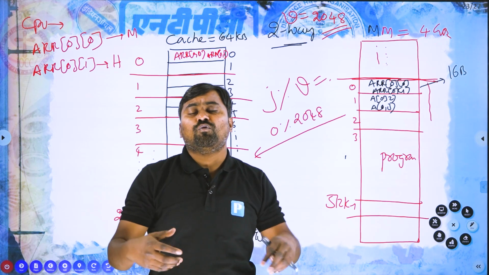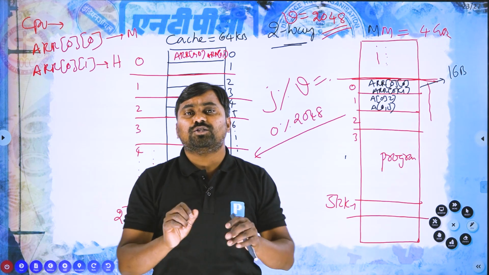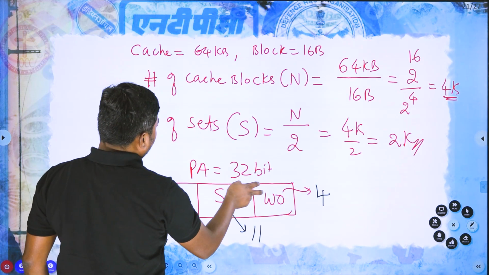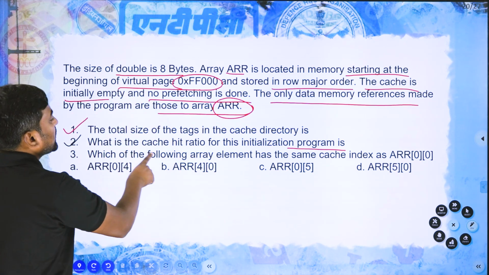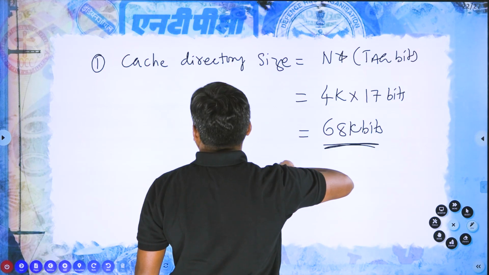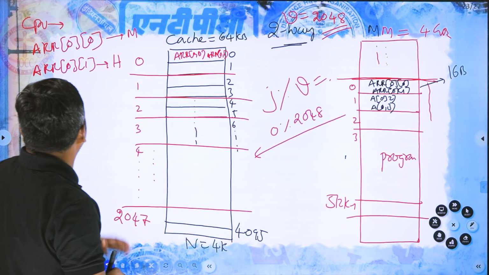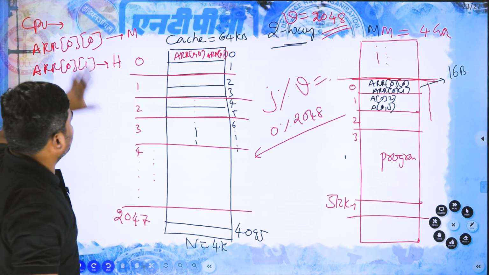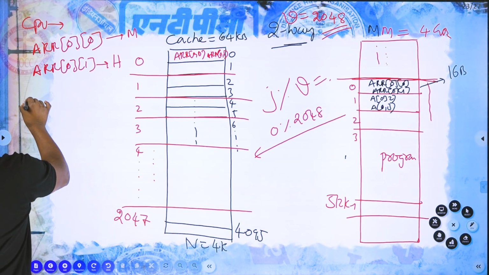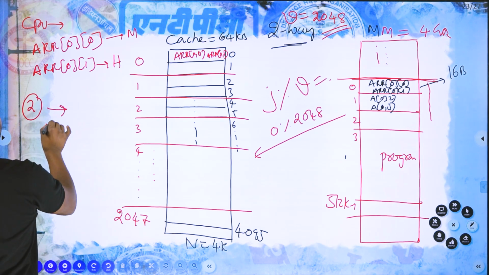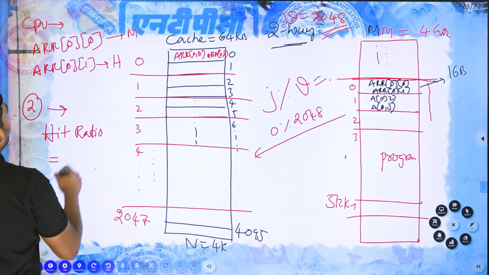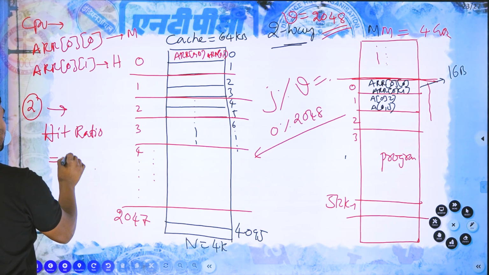Please do understand simply what is the question they ask. For initializing this program, what is the hit ratio? What is the hit ratio for initializing this program? That's it. Is it right? So look at the question once again. What is the cache hit ratio for this initialization of the program? So now tell me, quickly answer it. For every cache block access, one hit, one miss. So can I answer it simply? The hit ratio for the cache is 1 out of 2. This is 50% only.